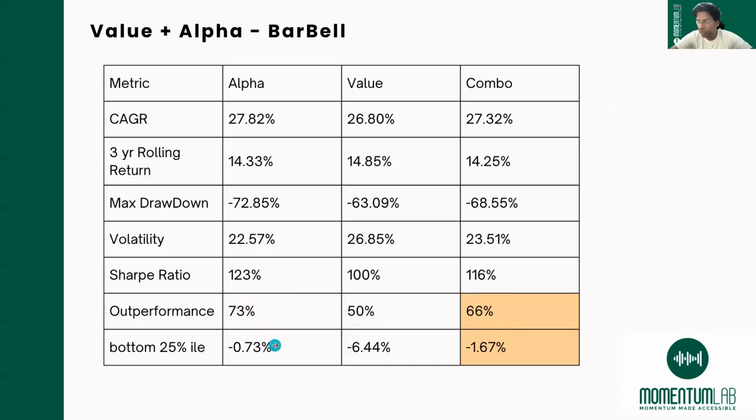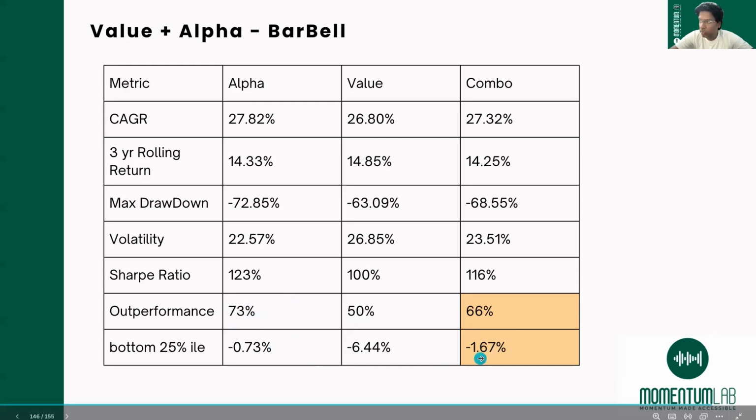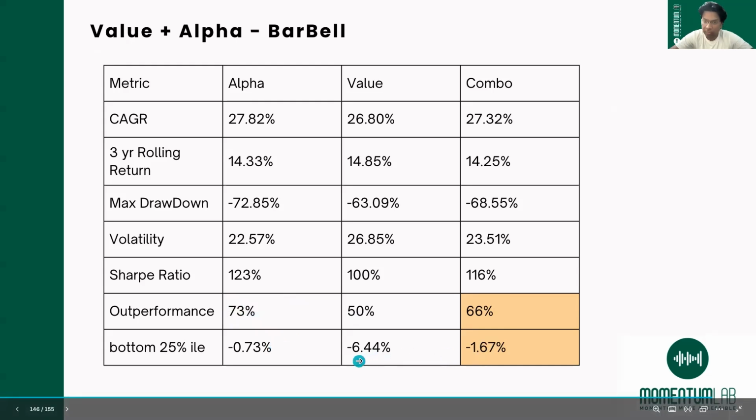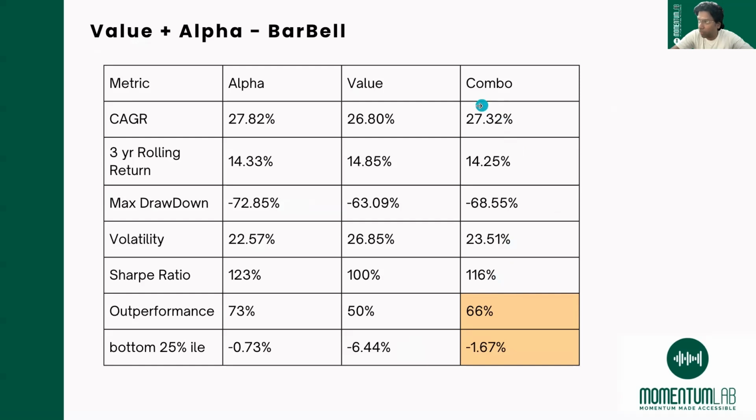And also the bottom 25 percentile is at -1.67, better than value, which was very bad at -6.44, and a tad lower than alpha, which was at -0.73. Whenever we combine any two strategies, the values will lie between these. It will get sandwiched between these two numbers. So if you take CAGR, 3-year rolling returns, max drawdown, volatility, or Sharpe ratio, the combination is in between.